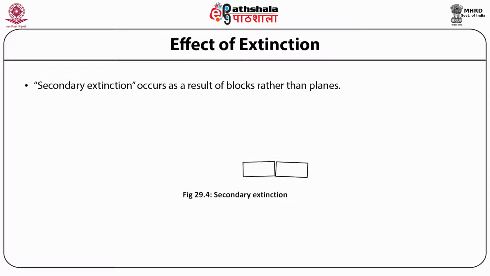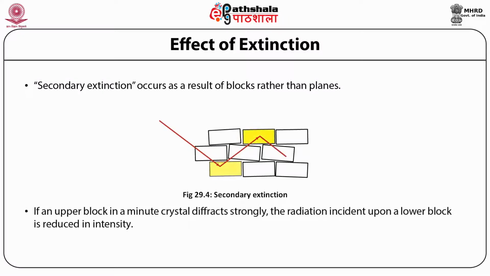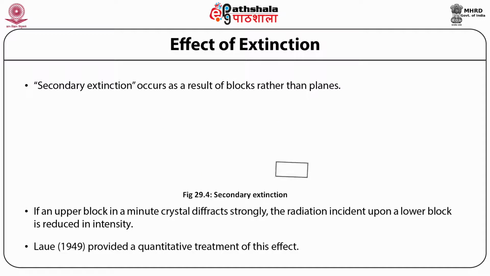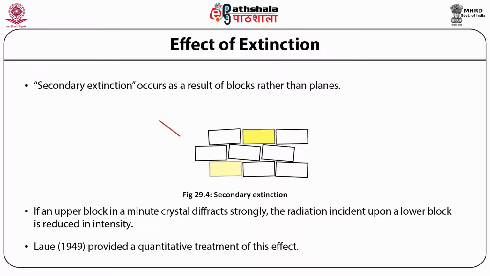Secondary extinction occurs as a result of blocks rather than planes. That is the difference between primary and secondary extinction. If an upper block in a mosaic crystal diffracts strongly, the radiation incident upon a lower block is reduced in intensity. Lavey provided a quantitative treatment of this effect in 1949 itself. The figure clearly shows what we mean by secondary extinction.